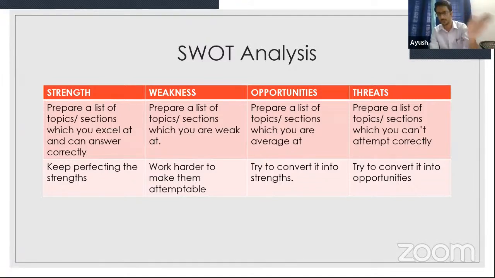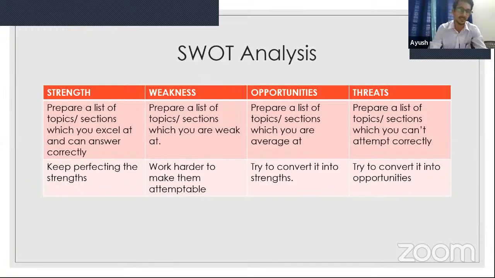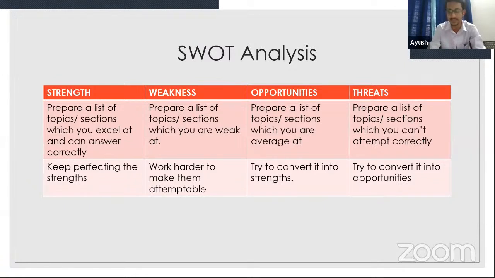When we try to distinguish between weakness and threats, we have to know that weaknesses are more difficult, right? In terms of attempt, we have to make them attemptable. But when we talk about threats, we have to convert them into opportunities, and if they have already become opportunities, you can convert them into strengths. So this is a kind of cycle which we have to follow. I hope you have understood till now. This is just laying the groundwork.